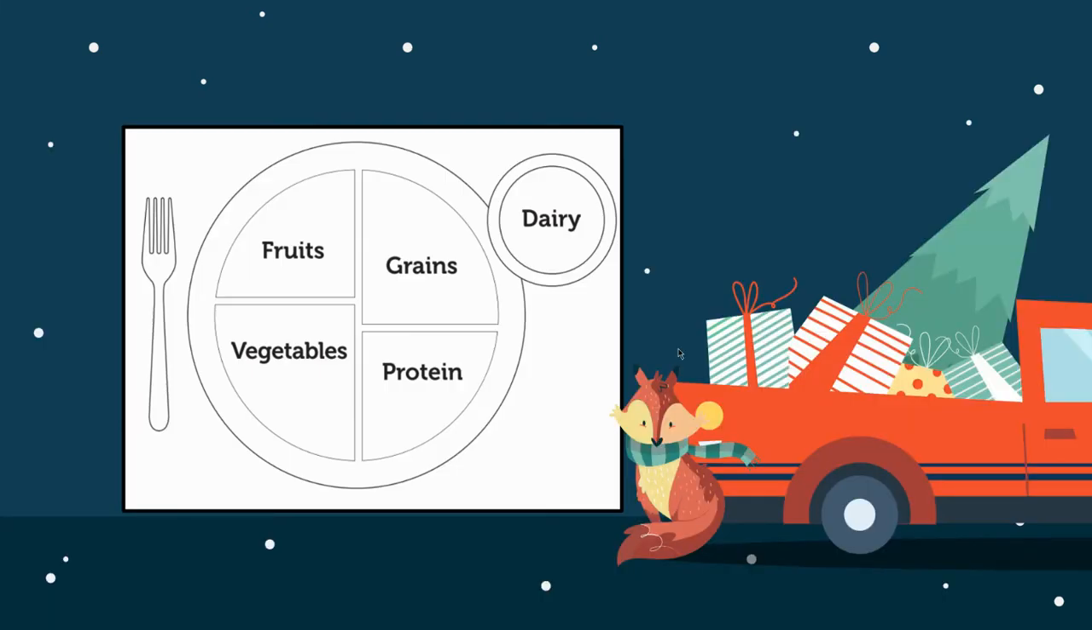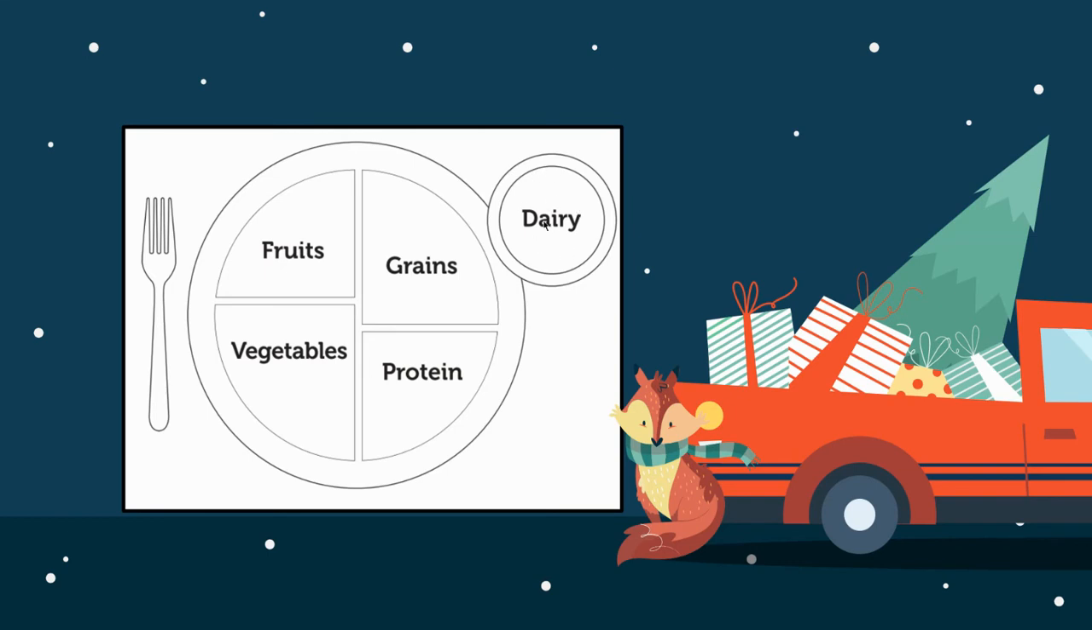There you go. So this is MyPlate. This is what we actually use right now. We don't use the pyramid anymore. So you have a section for fruits, a section for vegetables, a section for grains, a section for protein, which is your meat and the beans, and then you have your dairy.